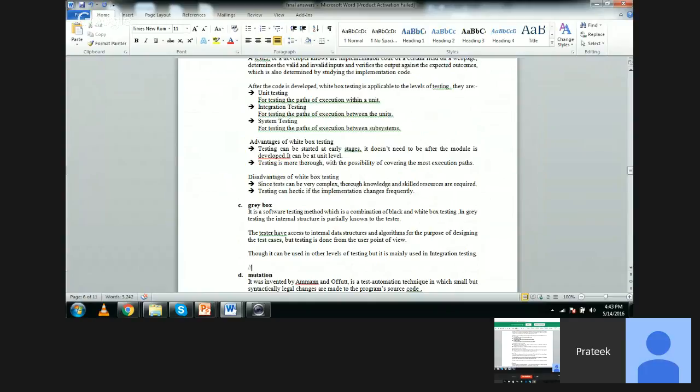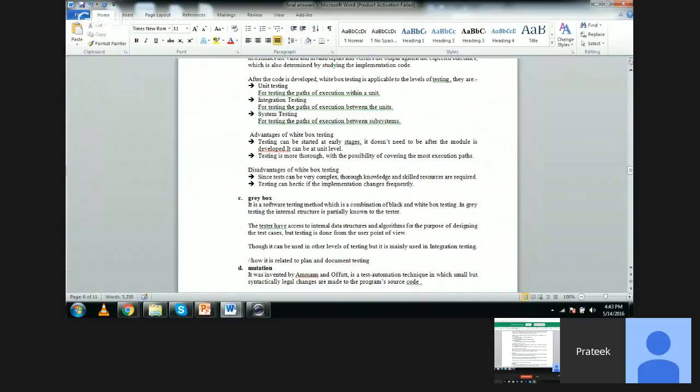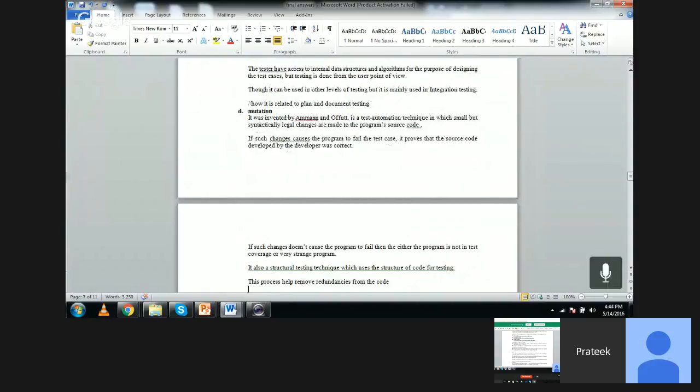Wait a minute, Pratik. What I think Akshay is trying to say is that you are focusing on the definition and the advantages and disadvantages of the particular method. Instead of that, you should include the plan and document focus, how that is related to this particular method. The role of this method in the context of planning and documentation. Okay, I don't know how it is related to plan and document testing. Yes, usage. Okay, and similarly, I described mutation testing.